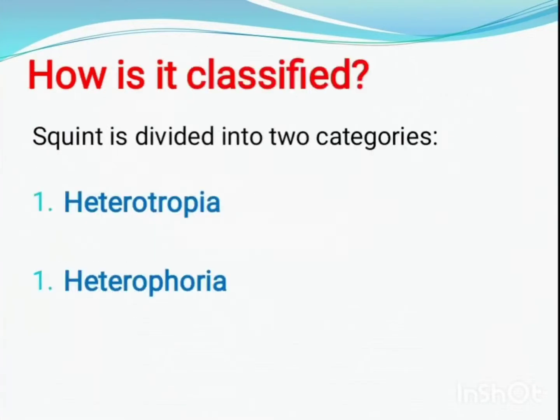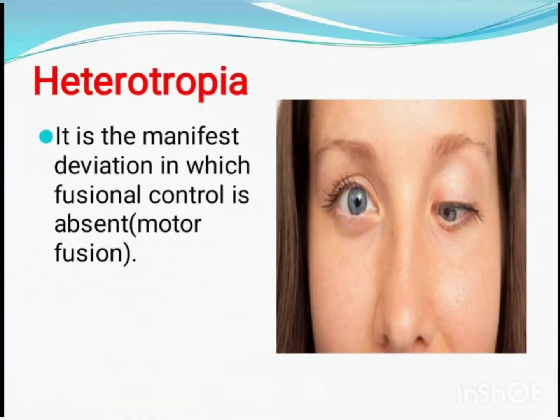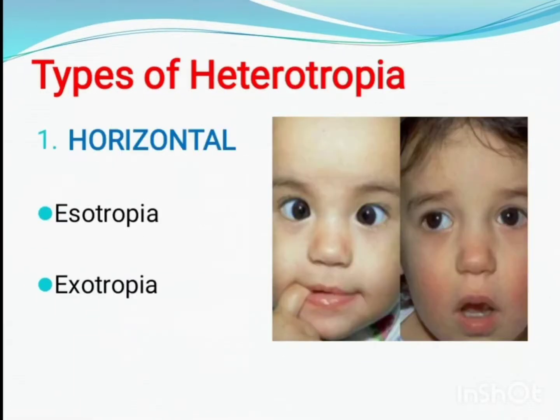Now we are coming to its classification. Squint is classified in two categories, Heterophoria and Heterotropia. Let's look at the first type of squint, Heterotropia. It is the manifest deviation in which fusional control, motor fusion, is absent. Then heterotropia is further subdivided into three types, on the basis of vertical, horizontal and torsional.